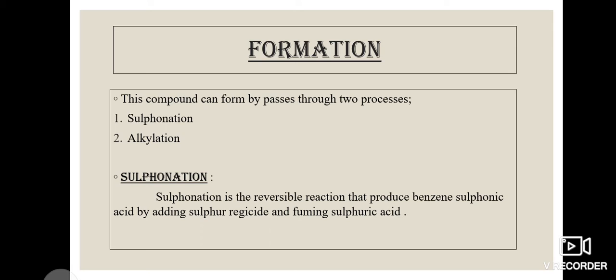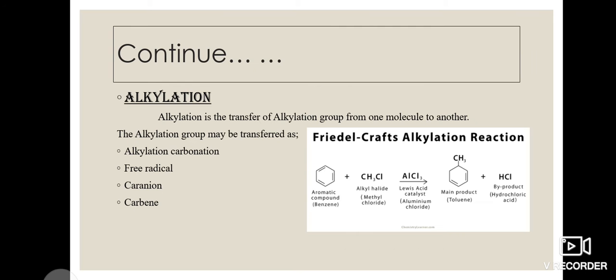Solvents were purchased from Sigma Aldrich and used without further purification. All polymer characterizations were performed as described in our previous work and are described in the supporting information of this work. Let's talk about sulfonation. Sulfonation is a reversible reaction that produces benzene sulfonic acid by adding sulfur trioxide and fuming sulfuric acid. Sulfonation is a process in which we add sulfur to the benzene compound.